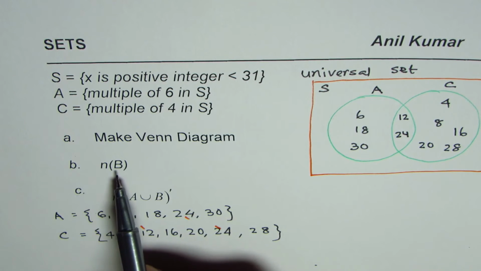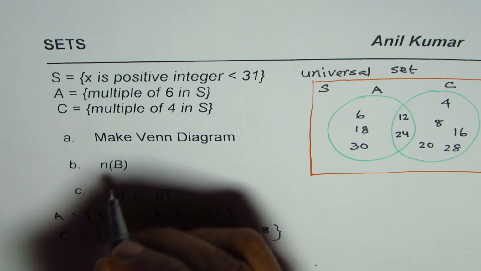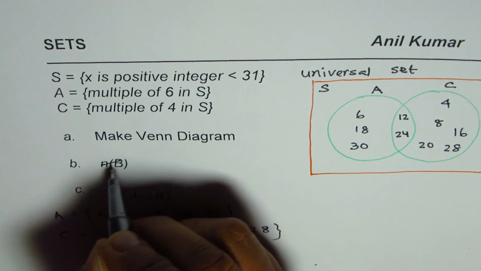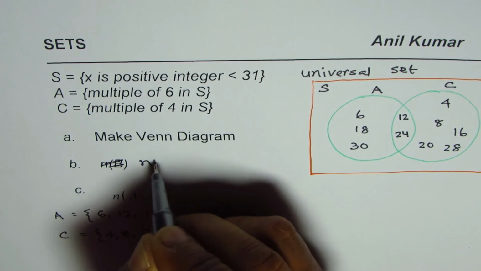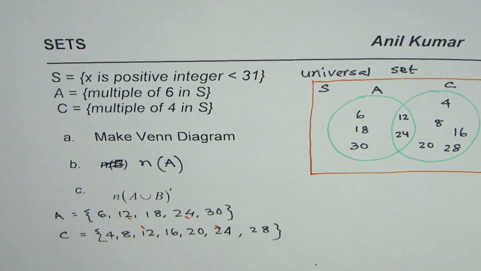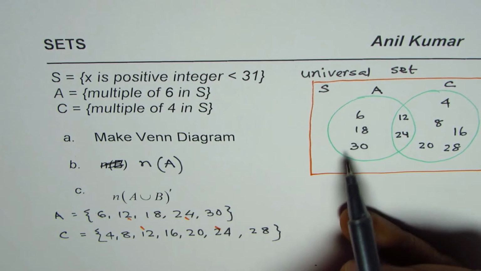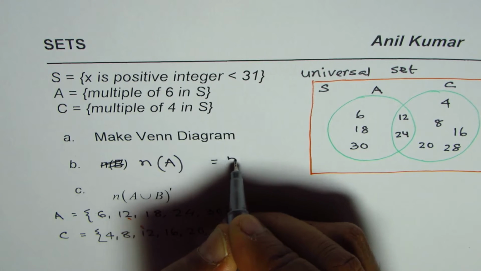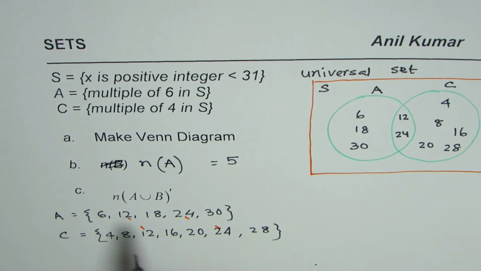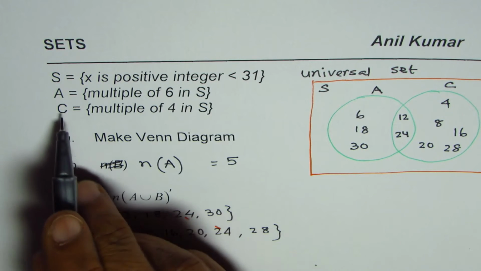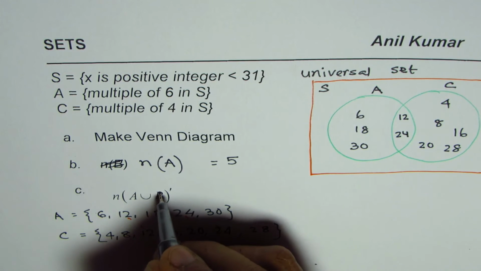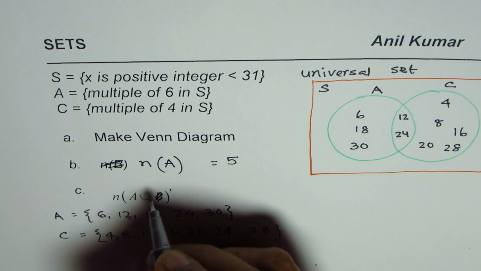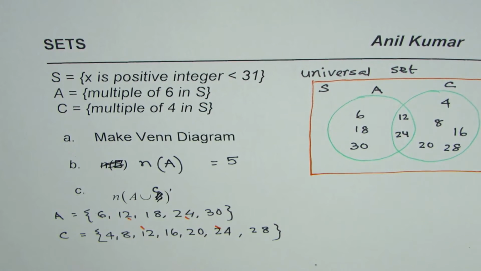Number of elements in B. There's a typing error here, so let's make this number of elements in A, okay? So in A, what do we see? We have 1, 2, 3, 4 and 5. So the answer is 5 here, right? Now we have A union B, right? I should have made this C, but because I wrote C here, it is A union C, okay?